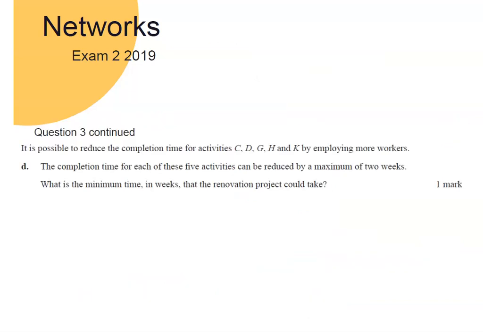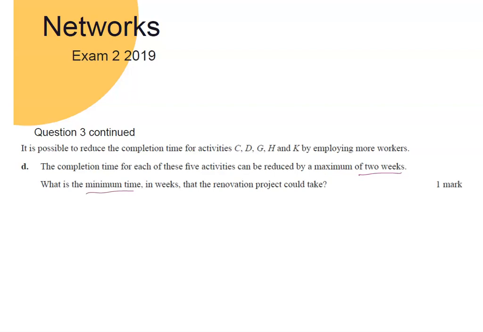Okay, so continuing on, the question is now letting us know that it's possible to reduce some of the completion times. So we can reduce the completion time for activities C, D, G, H, and K by employing more workers. The completion time for each of these activities can be reduced by a maximum of 2 weeks. What is the new minimum completion time that the project could take?